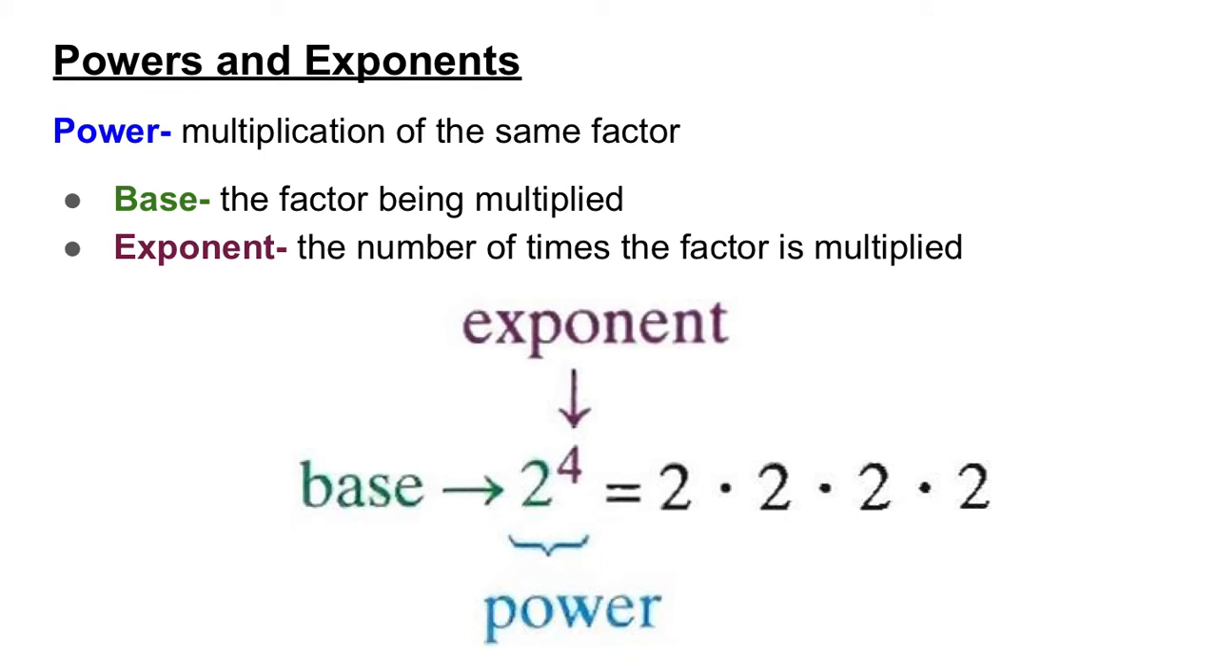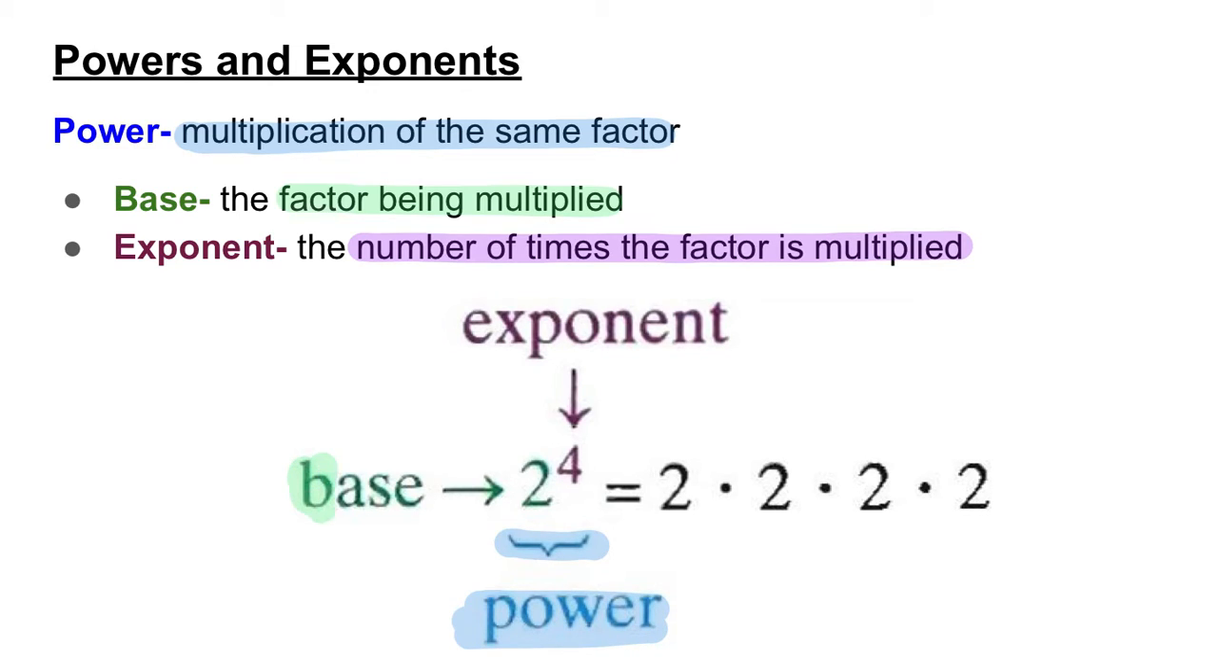Next, let's review the terminology associated with powers and exponents. A power is the multiplication of the same factor a specific number of times. In that, we have two different parts. First, the base is the factor being multiplied, and the exponent is the number of times that the factor is multiplied. So what we can see is this whole expression here is the power.